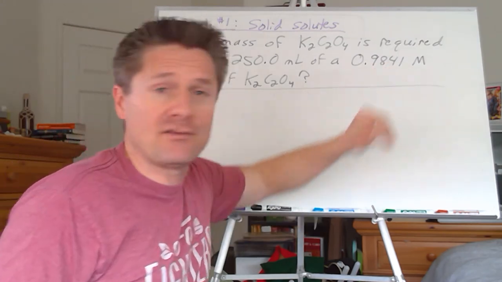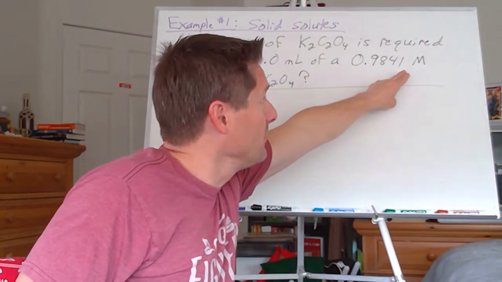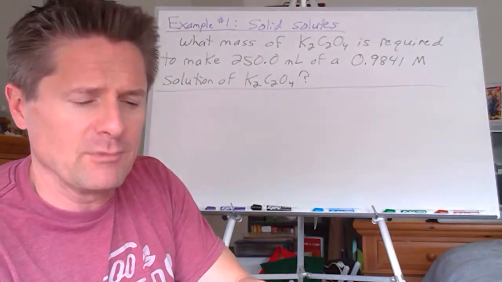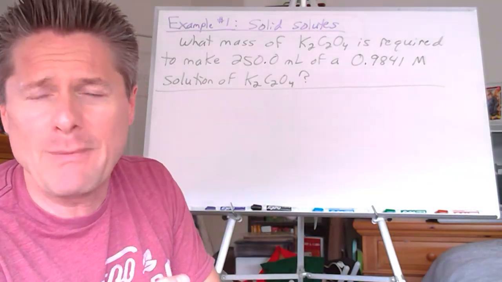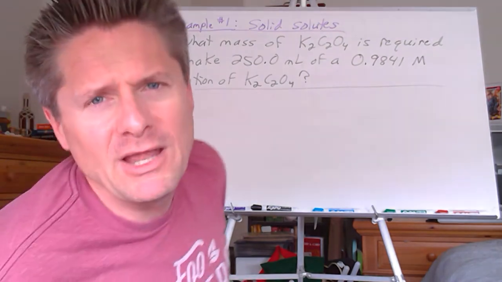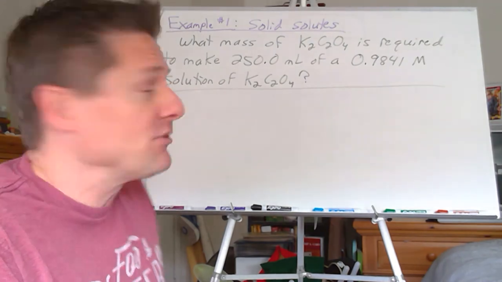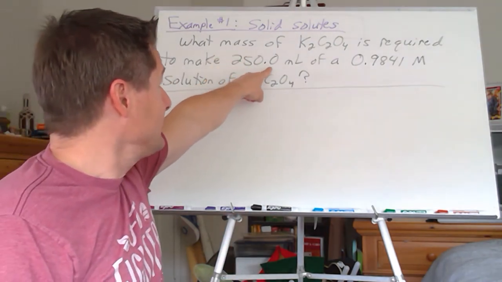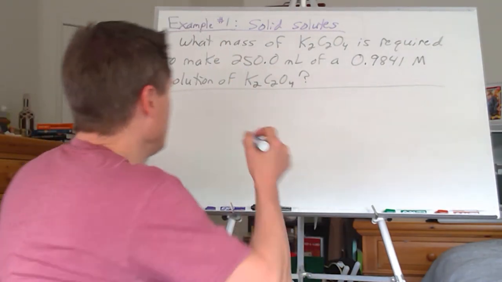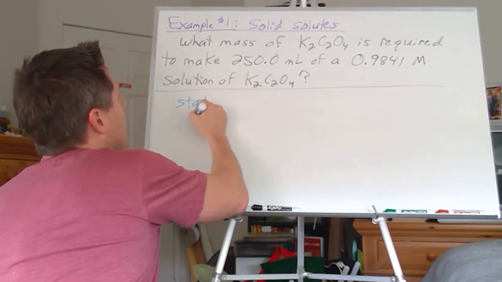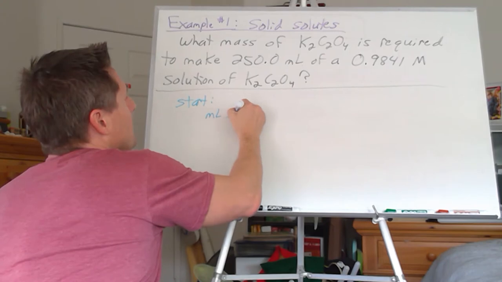Well, remember, molarity is our conversion factor. That's the moles of the solute over the liters of solution. If it was an acid or base, I could use normality, or we could do mass percent, all those fun things. But molarity is by far the most common concentration unit you're going to find in an undergraduate laboratory. So let's take our volume. Let's do our game plan. We're going to start with the milliliters of our solution.